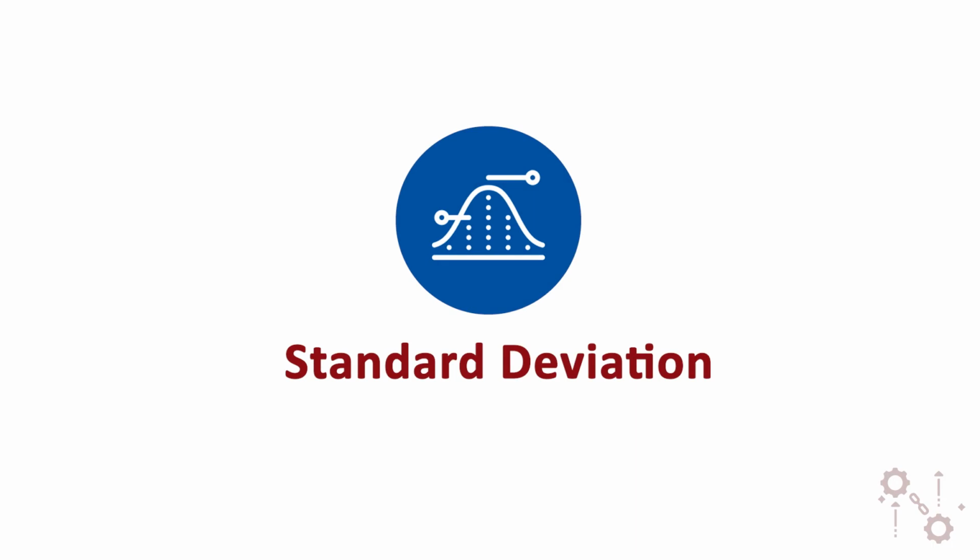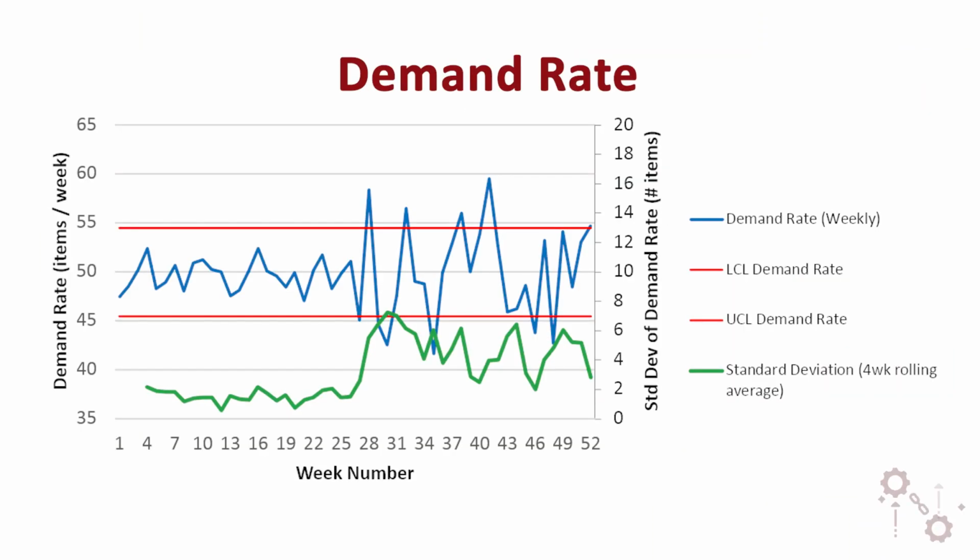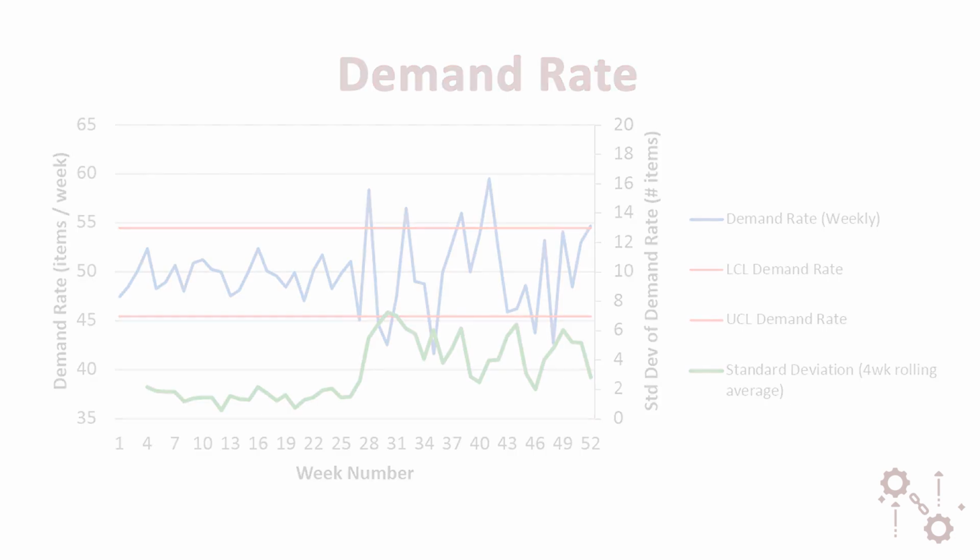How can we quantify variation? The most widely used measure of variation is standard deviation from statistics. In this graph, I've calculated and plotted the standard deviation of demand, shown by the green line. Whilst the average demand is not really changing, the variation, and therefore the standard deviation, has clearly increased throughout the year. We can do a similar analysis on the supply side for our replenishment lead times and lead time demand.